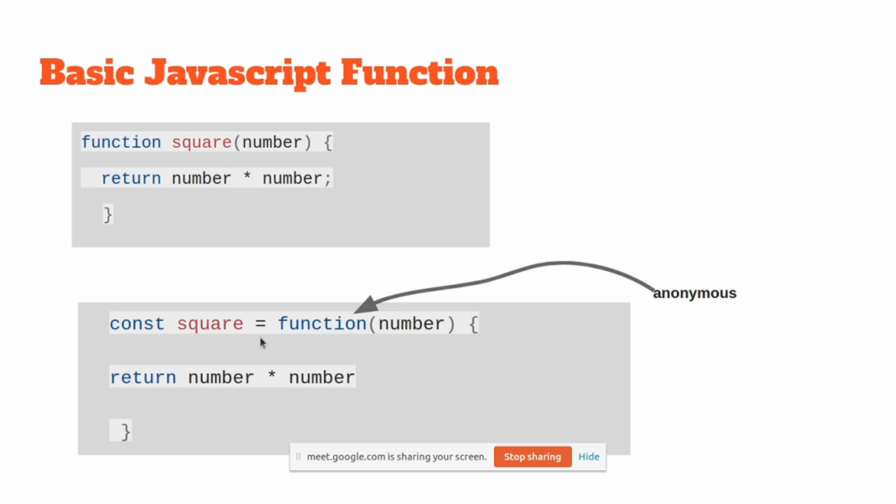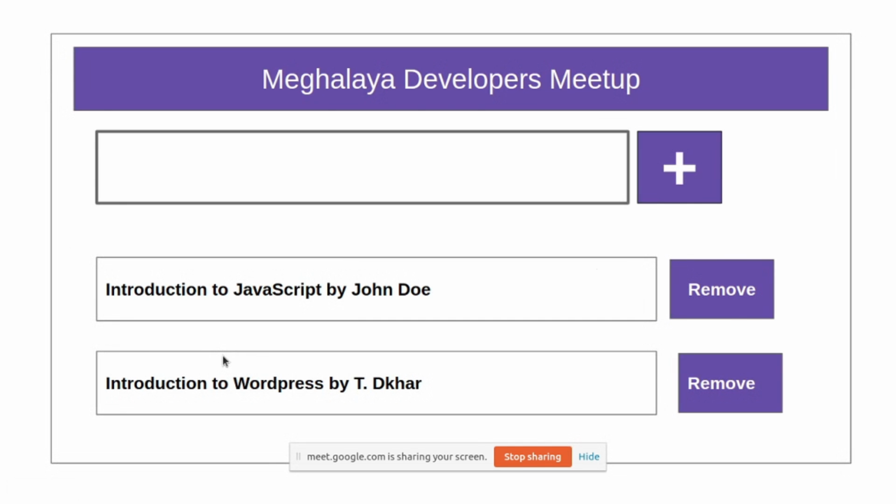The other way is to use an anonymous function. You define a variable square and assign it to the anonymous function, then give the argument, and this will return the square of a number. And you can use it: square, you pass the argument, be it 10, 20, whatever, and you will get the square of a number. So this is a JavaScript function.